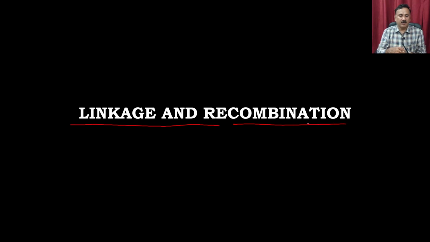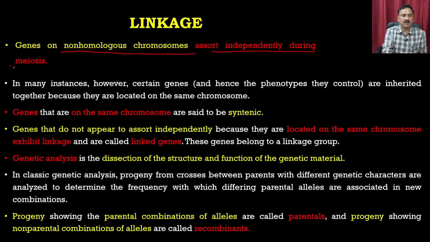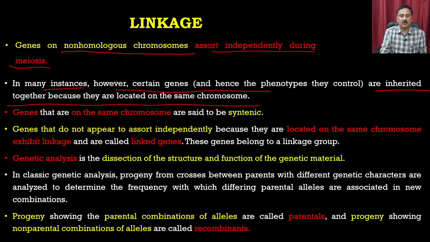Now this transmission has always been linked to linkage as well as recombination. So what is meant by linkage? Genes on non-homologous chromosomes assort independently during meiosis, right? In many instances, certain genes are inherited together because they are located on the same chromosome. Genes that are on the same chromosome are called syntenic, right?